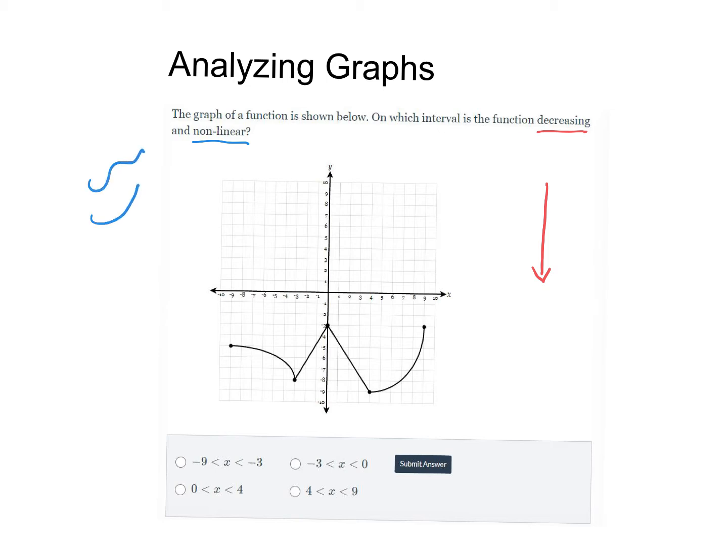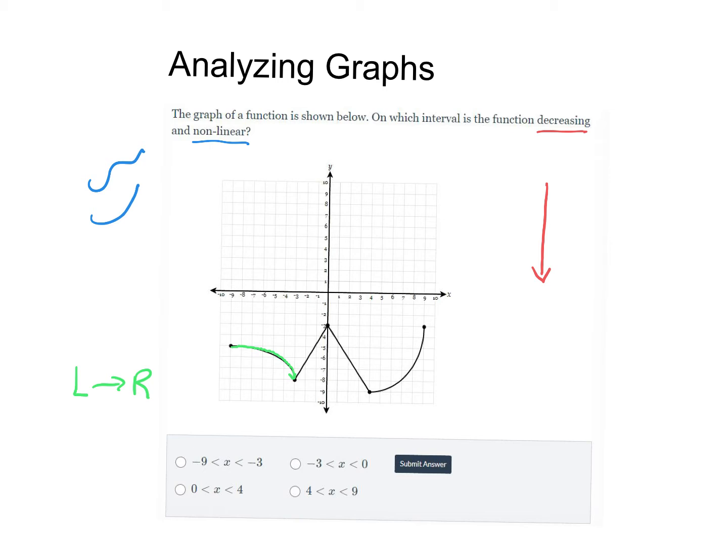So the first thing I like to do is find those spots. So I'll grab my green pen and I'll say, well, this one is going down. Remember, we read from left to right, so that's important as far as going down or going up. So you're reading from left to right. So that one is going down and it's nonlinear.